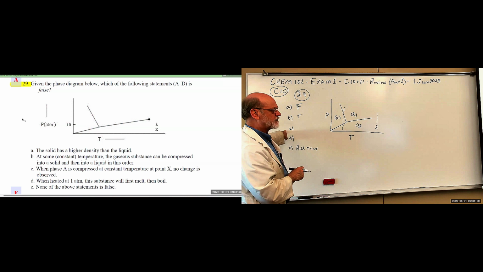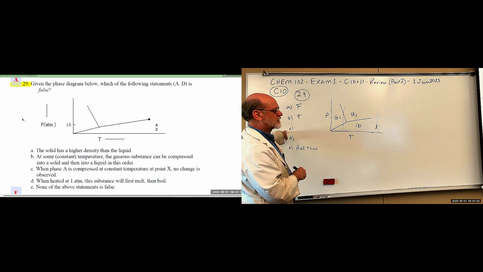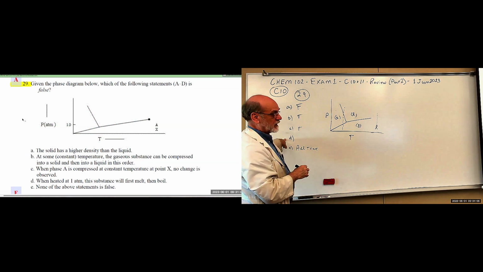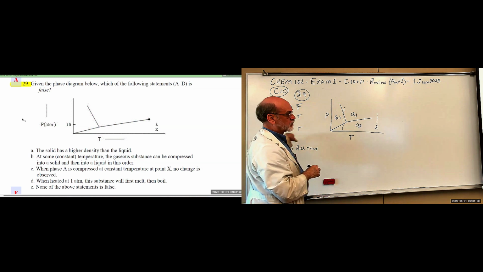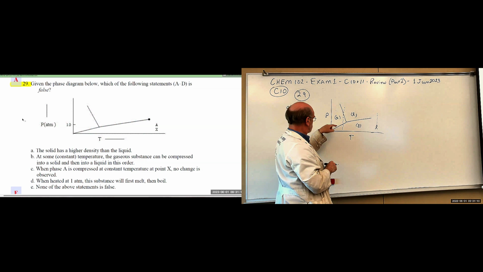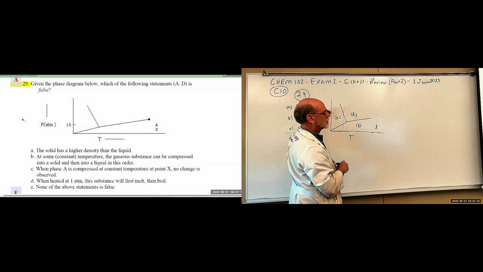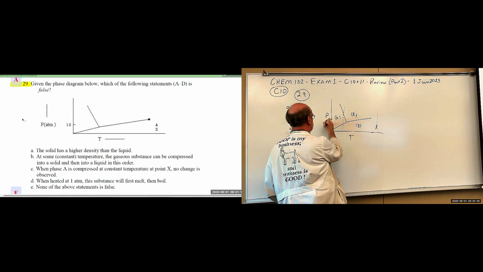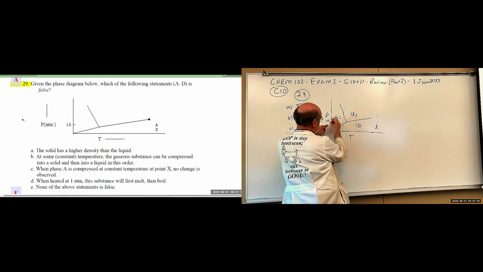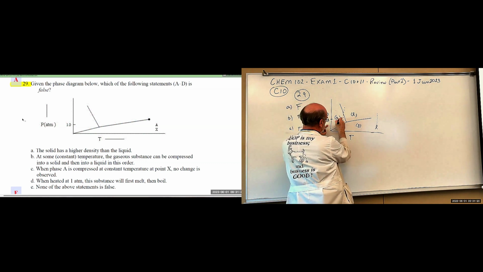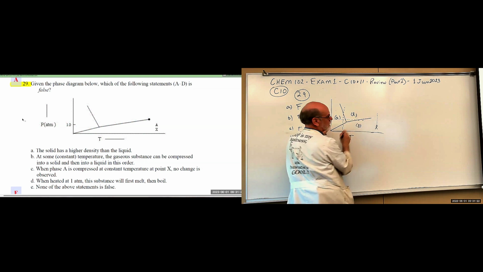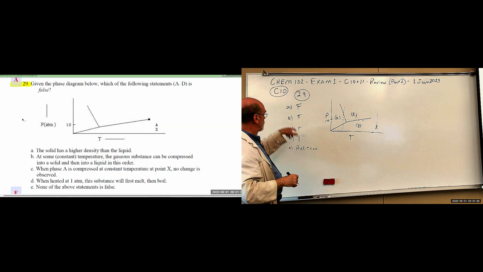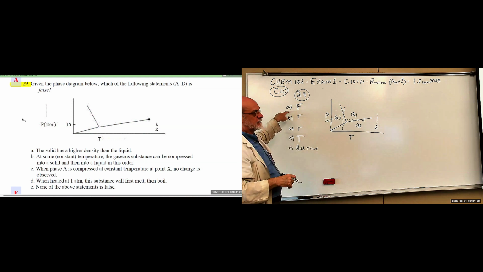So what did I say? When phase A is compressed at constant temperature X, no changes observed. That's true, because you're in the critical region. When heated at 1 atmosphere, this substance will first melt and boil. Heated at 1 atmosphere. Oh, there's 1 atmosphere, right about here. So if it's heated at 1 atmosphere, it's going to go through solid, liquid, gas. That's true. So all are not true. Only A is false.